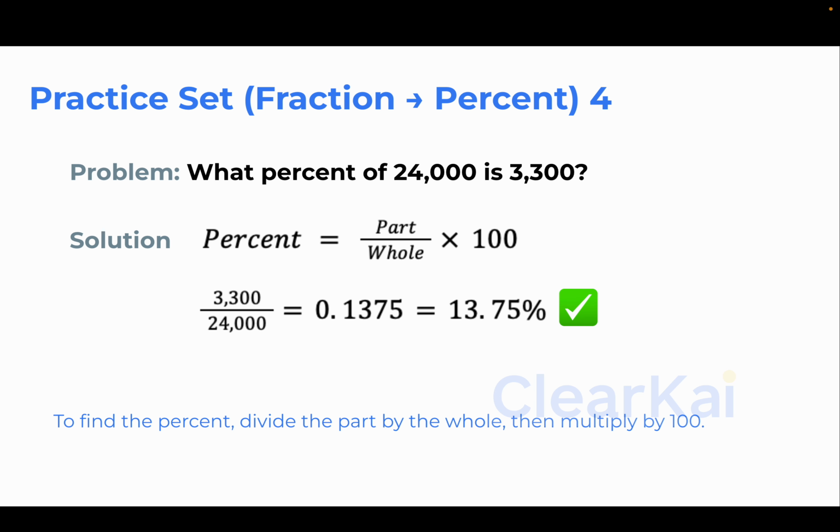And here's the pattern you will always remember. To find a percent, divide the part by the whole, then multiply by 100. It's that simple, no matter how big the numbers get.